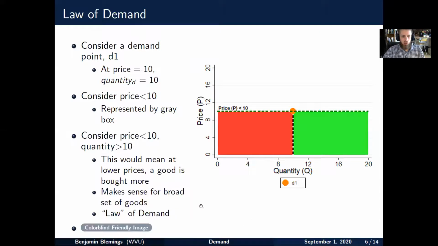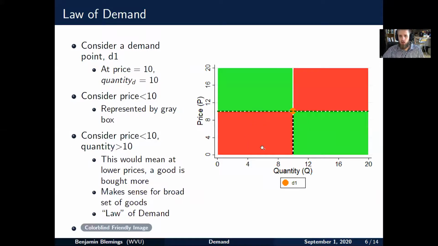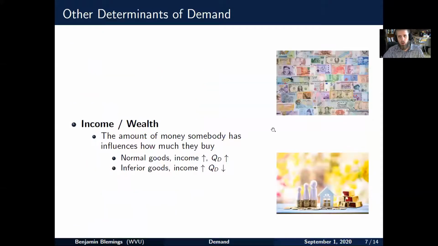And by similar logic, if you consider prices greater than 10, you can't buy more than 10 units when the price is higher than 10 and be consistent with the law of demand for this example. While if price is greater than 10 and you buy less than 10 units, that would be consistent with the law of demand. So I just wanted to give you this illustration of the law of demand in terms of price. But there are other things that also affect demand, which you've hopefully seen before.